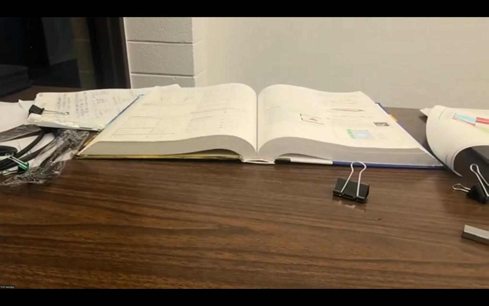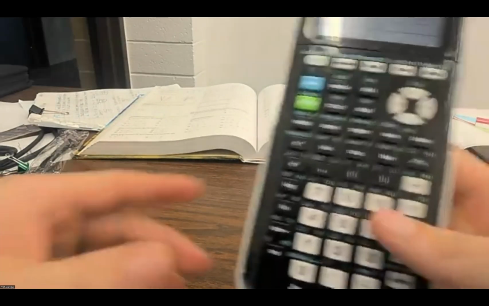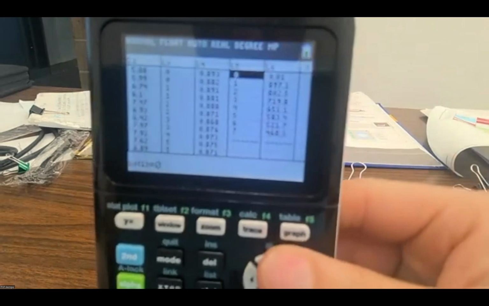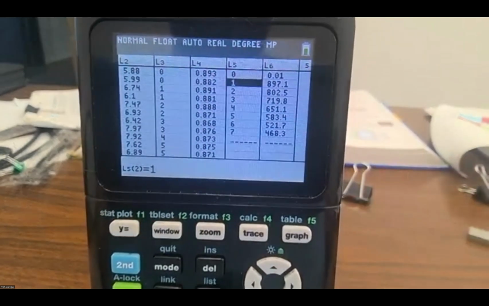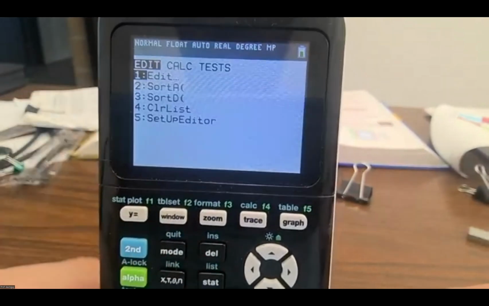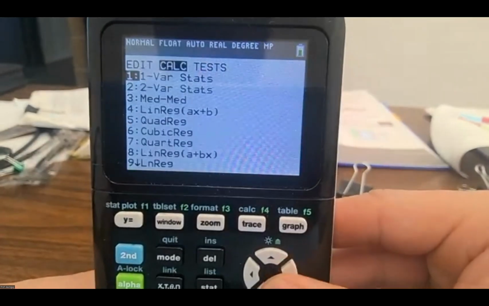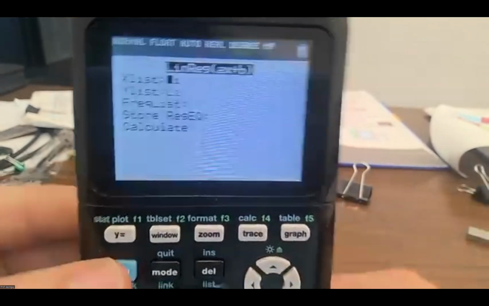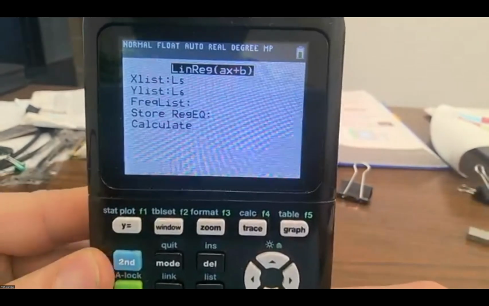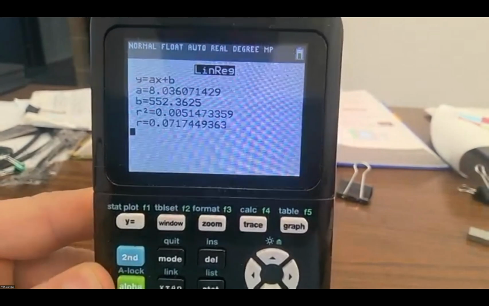Okay. So hopefully you pressed pause and started entering. And here's where we are. Mine are in L5 and L6. It doesn't matter what list you're in. But what I need to do first is run LinReg: Stat, Calc, go to 4. And since mine are L5 and L6, we've got to do that. Boom.